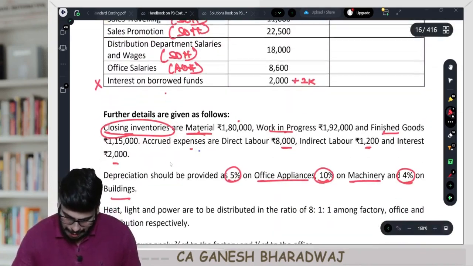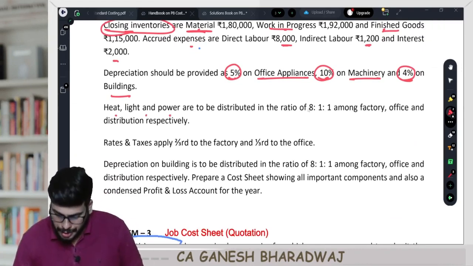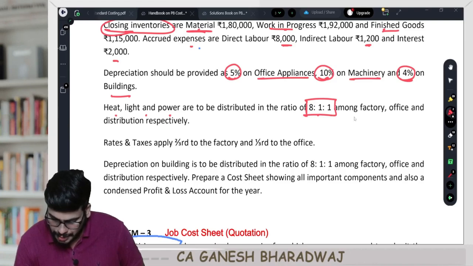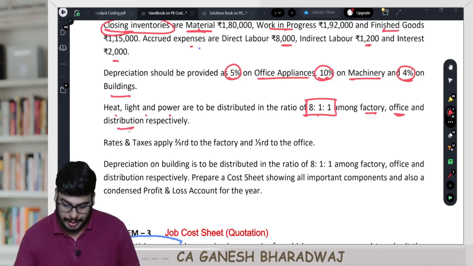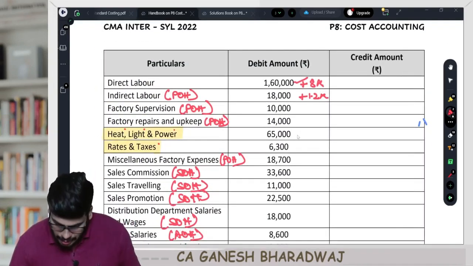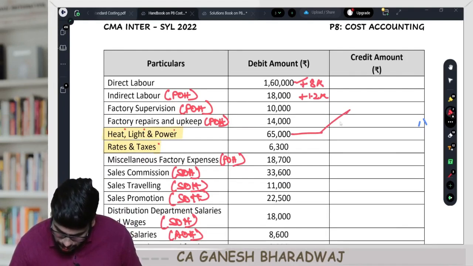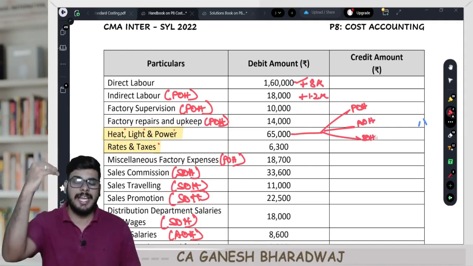Next, what have they given? Heat, light, and power are to be distributed in the ratio of 8:1:1 among factory, office, and distribution respectively. Look at this. What they are saying, heat, light, and power. This cost is there, no? So this is a common cost incurred partly for the purpose of production, partly for the purpose of administration, partly for the purpose of selling and distribution activity.